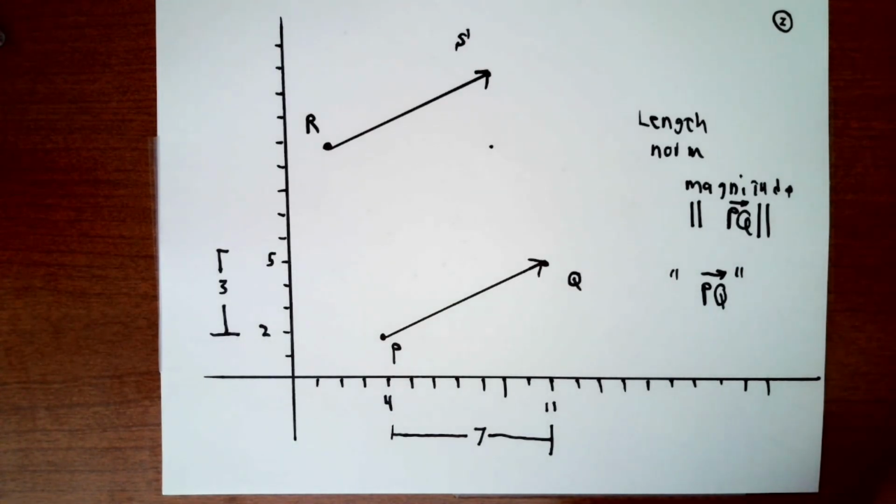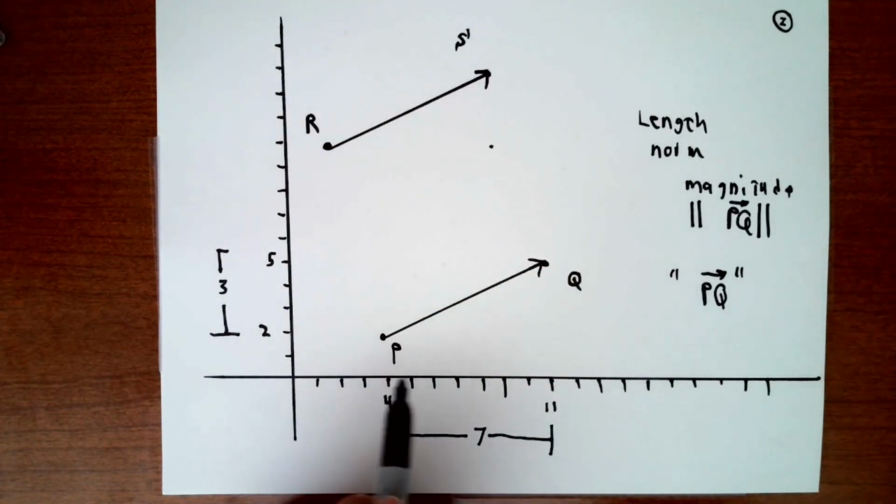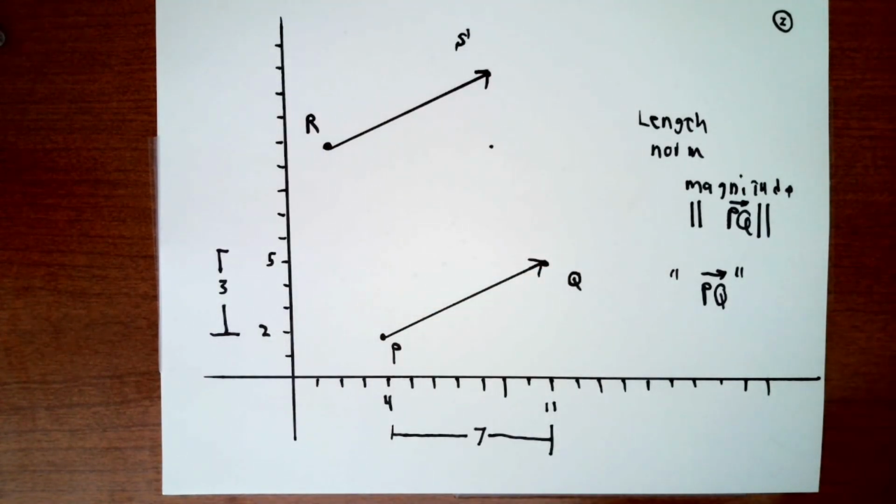The distance from R to S is the same distance as P to Q, and R to S points along the same parallel line direction that P to Q did, or to be brief about it, the vector from R to S and the vector from P to Q have the same direction and the same magnitude. We'll call such vectors equivalent vectors.